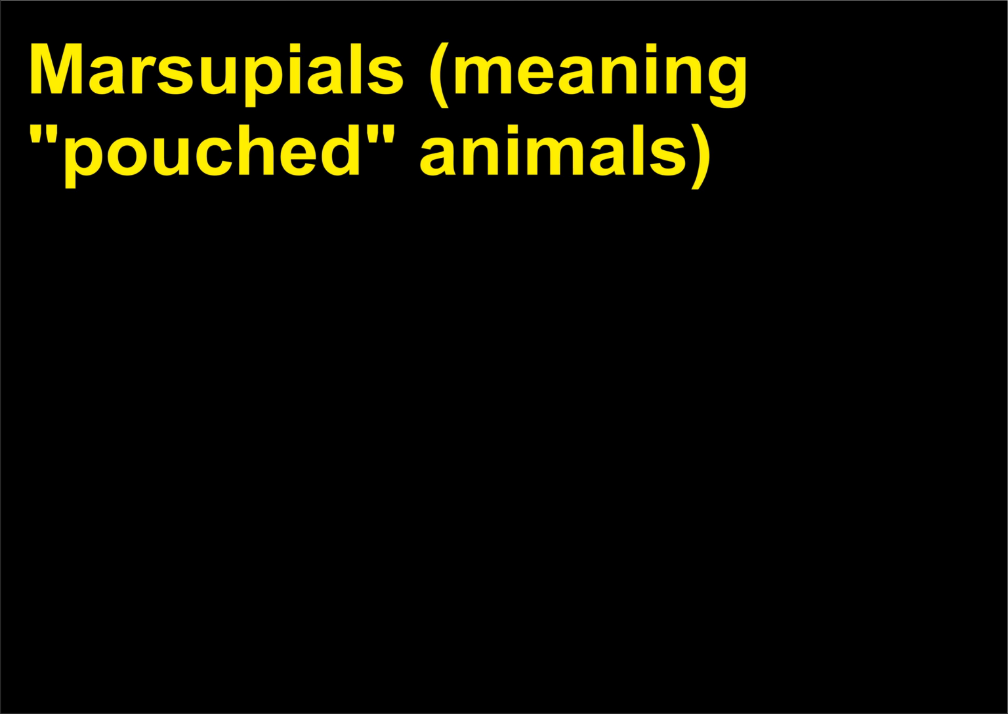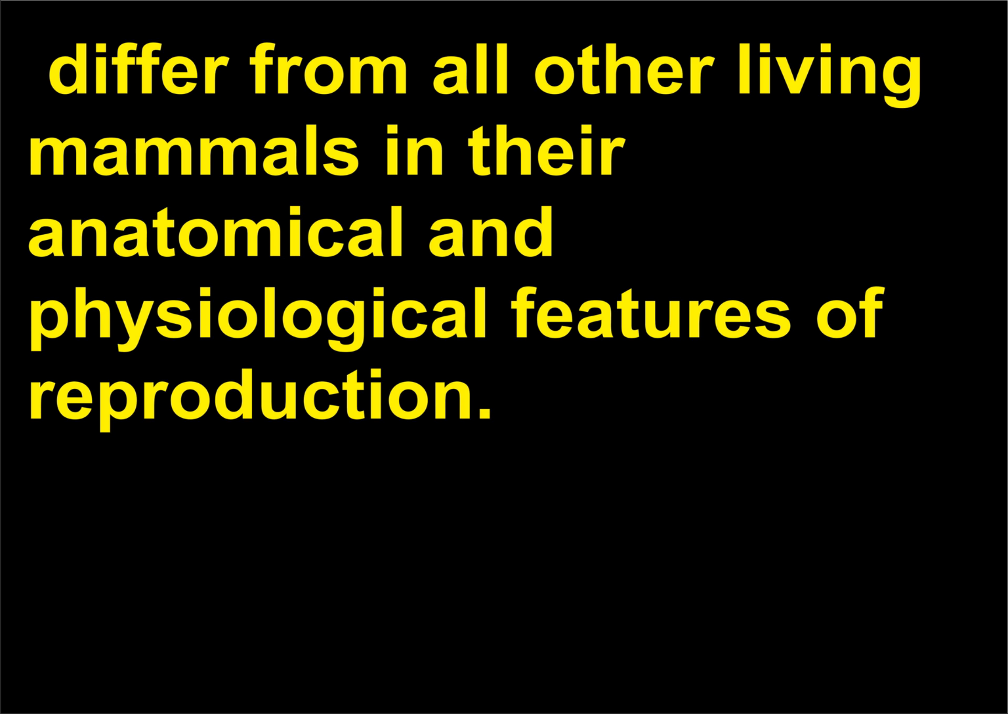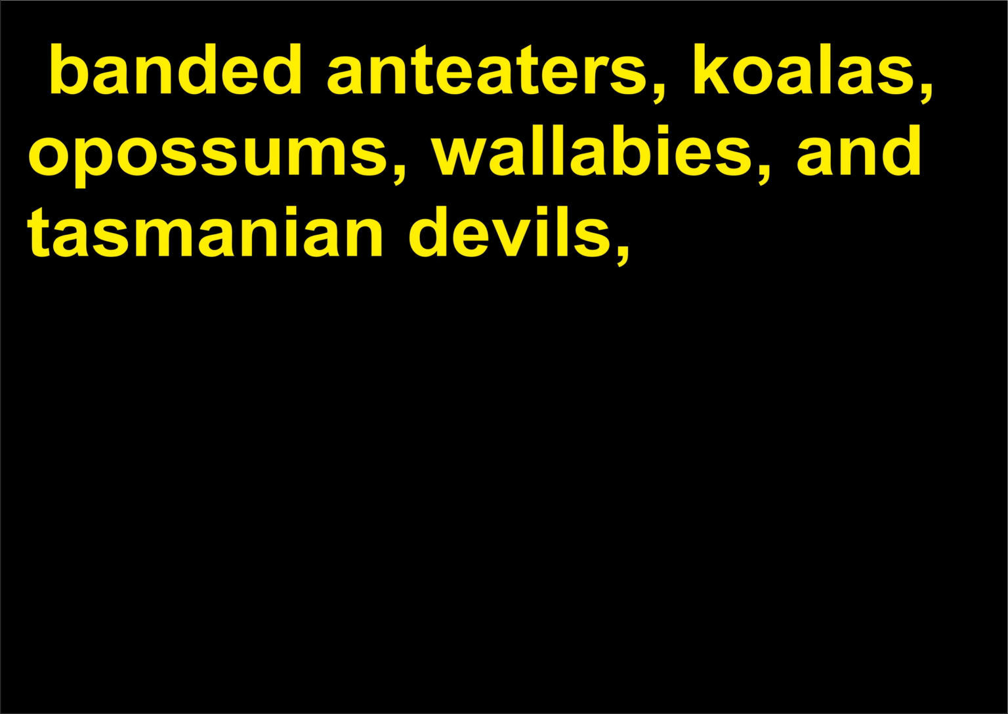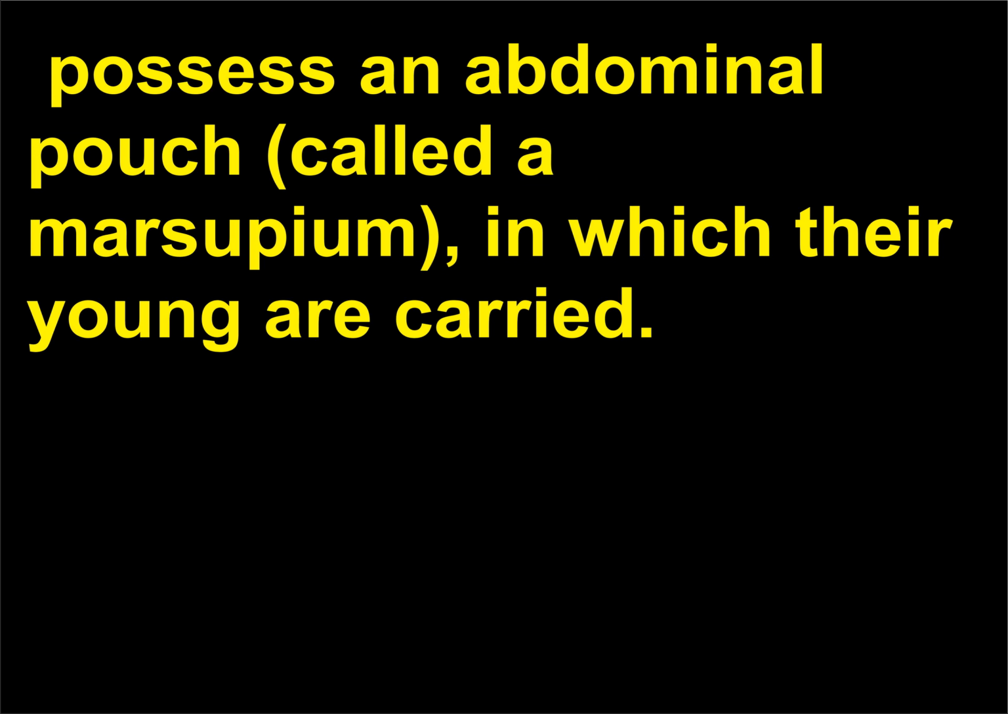Marsupials, meaning pouched animals, differ from all other living mammals in their anatomical and physiological features of reproduction. Most female marsupials, including kangaroos, bandicoots, wombats, banded anteaters, koalas, possums, wallabies, and Tasmanian devils, possess an abdominal pouch, called a marsupium, in which their young are carried.